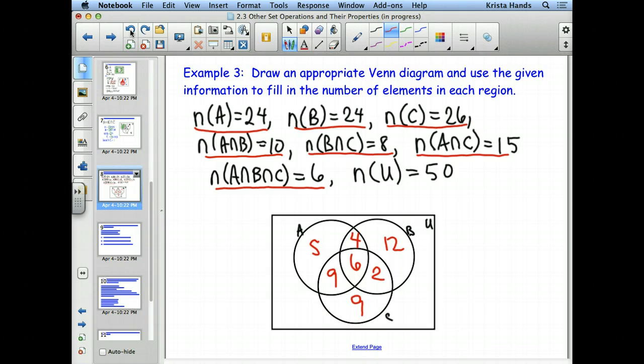What have I not filled in? The outer part of U, right? The part that doesn't have any of the circles currently in it, so to speak. But I have one more piece of information I can use to do that. What is not true is that 50 goes on the outside. What does N of U being 50 actually mean? What has to equal?